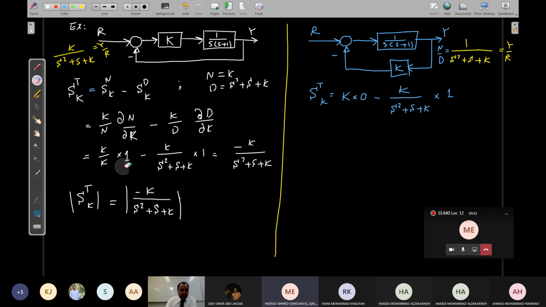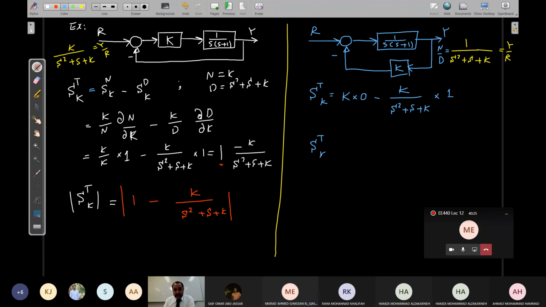I figured out the mistake. Here I forgot to include the one. Here I'm having one, not zero. Correct? Here I'm having one minus. Otherwise the both will be the same, and I will be in big trouble actually. To highlight something, this is one. Do you notice that I forgot to write the one? Sorry for that. Otherwise, both will be the same, and this is physically not correct. So this will be 1 minus K over S square plus S plus K. And here, what I'm getting? I'm getting the S_T^K as absolute value equal to minus K over S square plus S plus K.